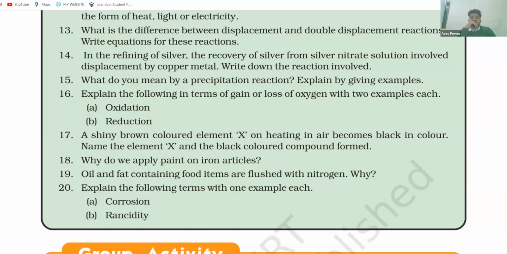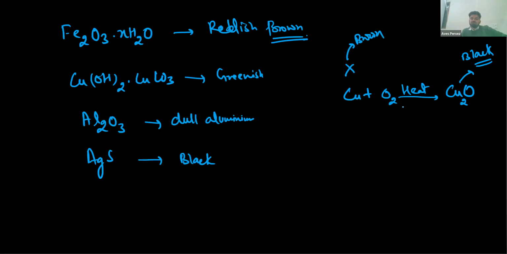This type of question is asked in the examination. A shiny brown color element X on heating becomes black in color. Name the element X and the black color compound formed. So this is question number 17. What should be the answer for this question? X is copper and the compound formed is CuO, copper oxide.